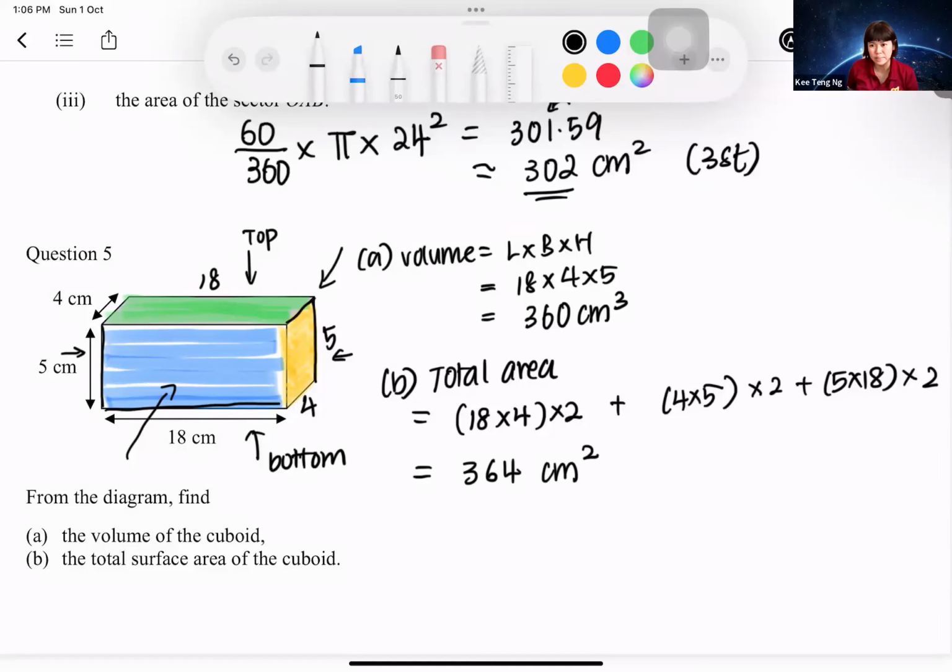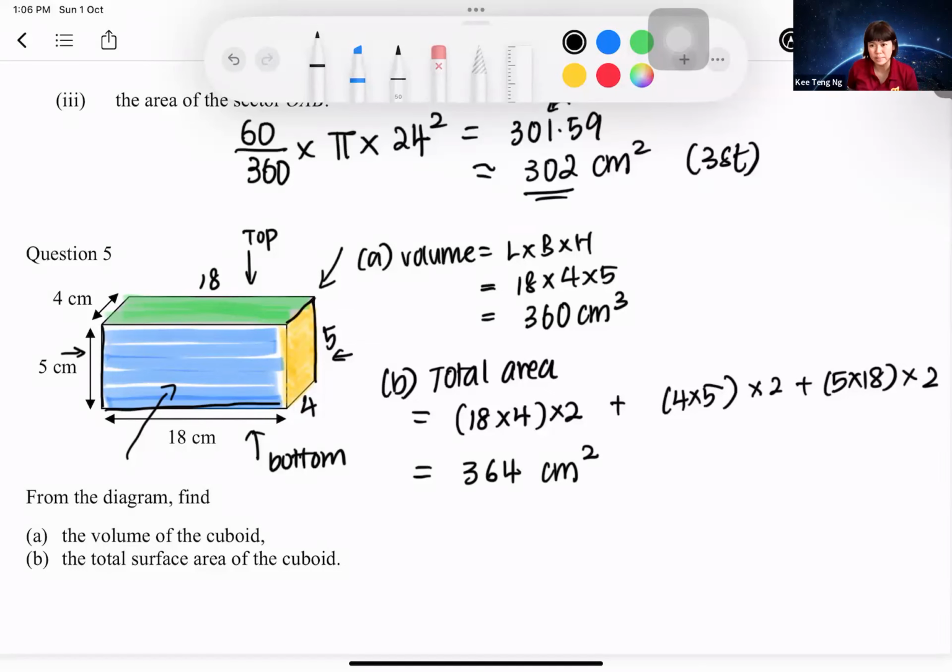Have you gotten the answer? Next page, last page of all. Now, these are not very commonly tested, but it still comes out once in a while over the past few years. So let's take a look at this one. A hemisphere, keyword hemi, so remember to multiply by half.